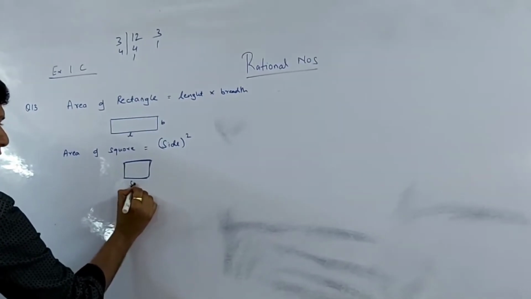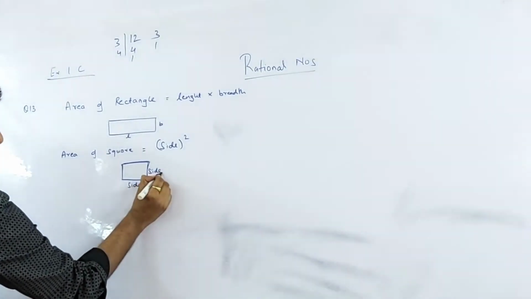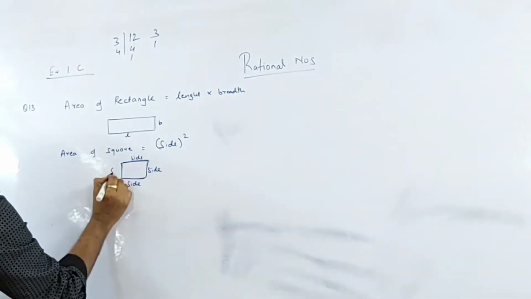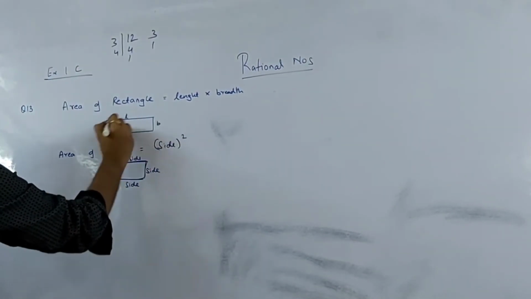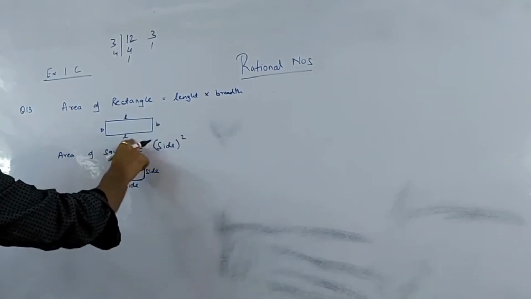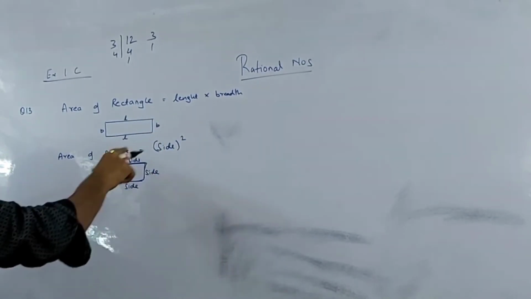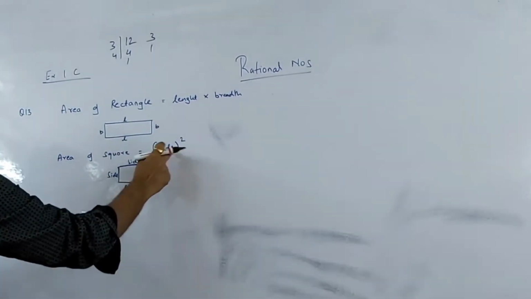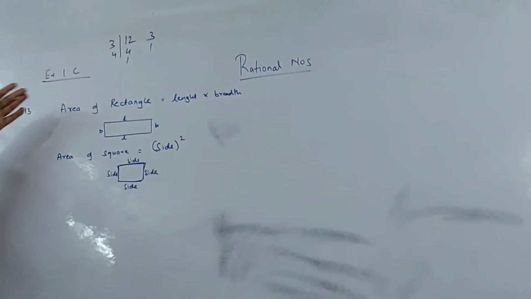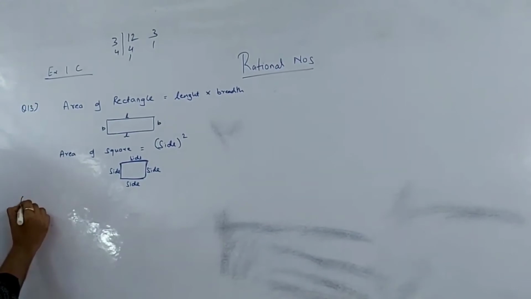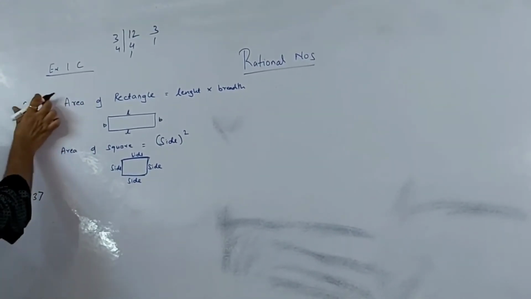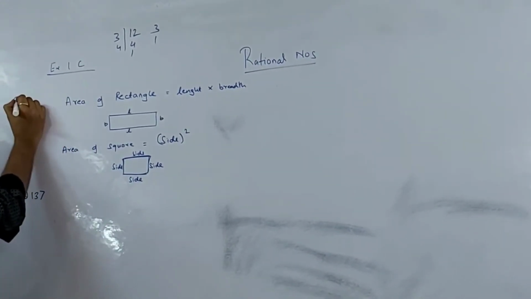And for a square, we have all the sides equal. That means all of them are equal. So obviously, as I multiply length to breadth, I just have to multiply length to breadth. Similarly, here all sides are equal. I'll multiply side into side. The area will be side square. So this is the area of a rectangle, the area of a square. This is just the formulas. I'll start question number 13 now.